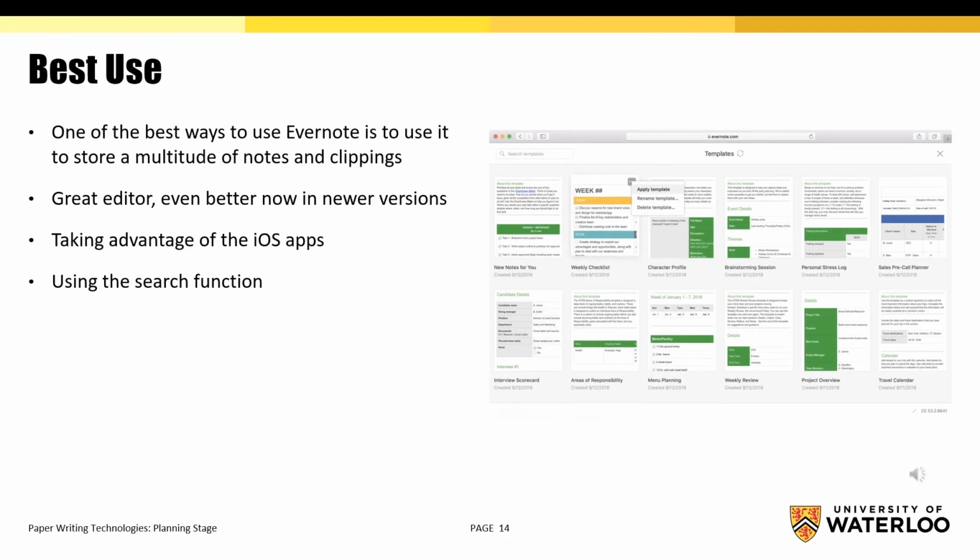How to best use Evernote. One of the best ways to use Evernote is to use it to store a multitude of notes and clippings. Using it as a virtual 3-ring binder or as a filing cabinet is amazing, as not only will it help with writing papers and storing information for it, it will also help with organization in day-to-day life.